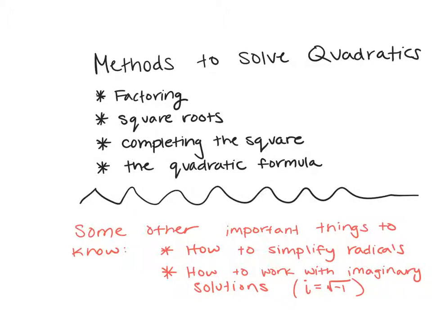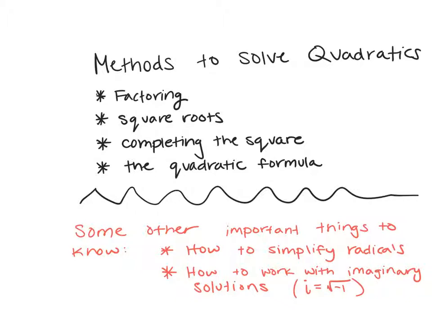We're also going to talk about some of the other important things you need to know in the process of solving quadratics. You need to be able to simplify radicals, and you need to be able to work with imaginary solutions. One of the things we learned was that i, the imaginary unit, equals the square root of -1. And then the last thing on this video is how do we know which method is a viable method when we look at a quadratic and we're not told what to do. And so that's what we're going to work on then.